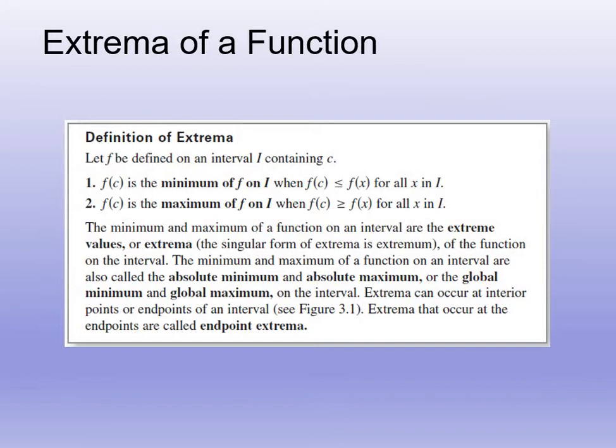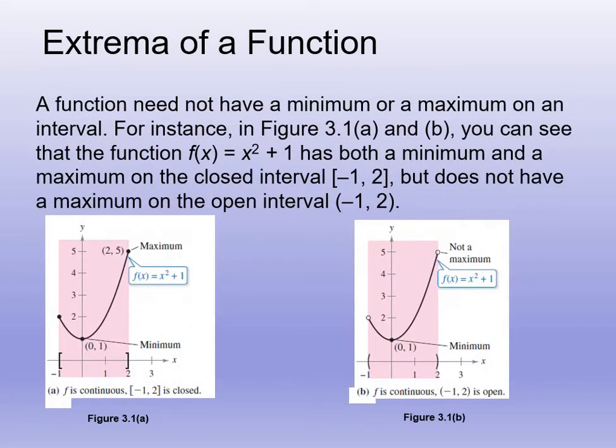Okay, the extrema can occur at endpoints on the interval. They can also occur between points on an interval as well. So if we have an extrema that occurs at the endpoints, we call it the endpoint extrema. All right, so let's take a look at a couple of graphs here. The graph is identical here. It's x squared plus 1. But things can change if we are on an open interval versus a closed interval.